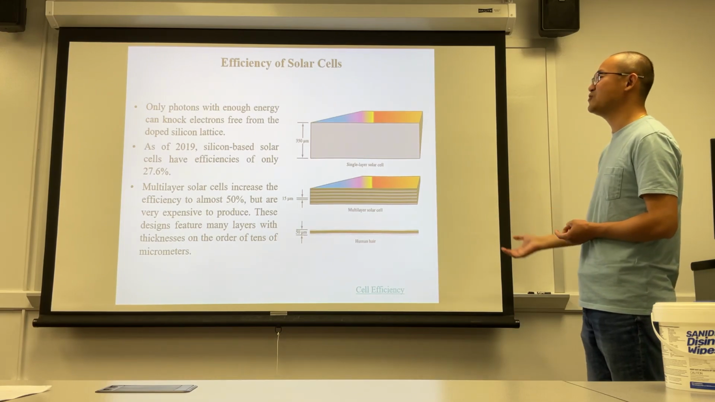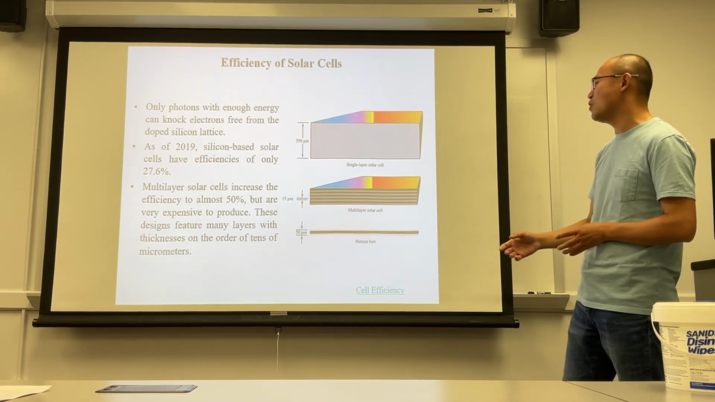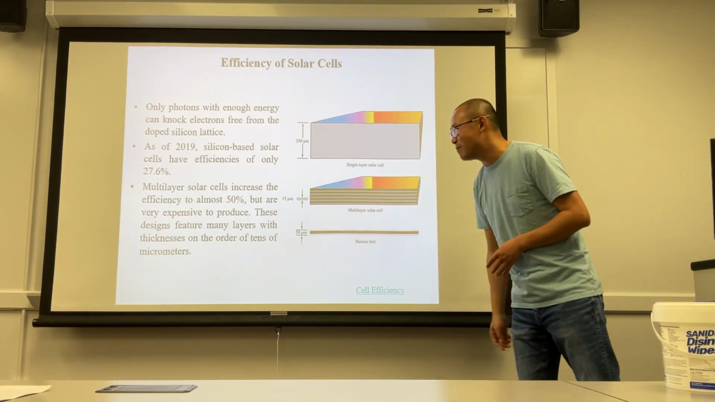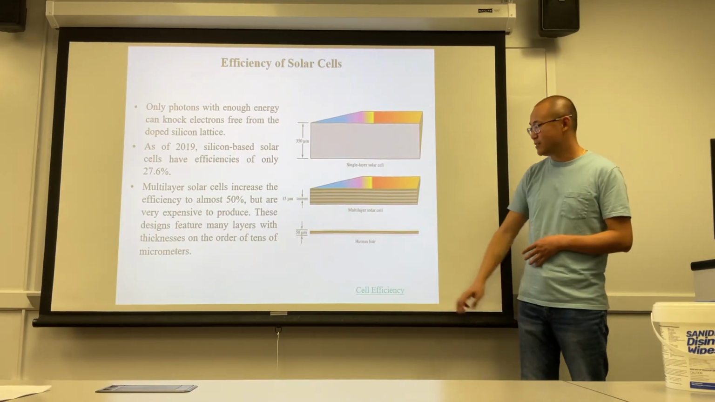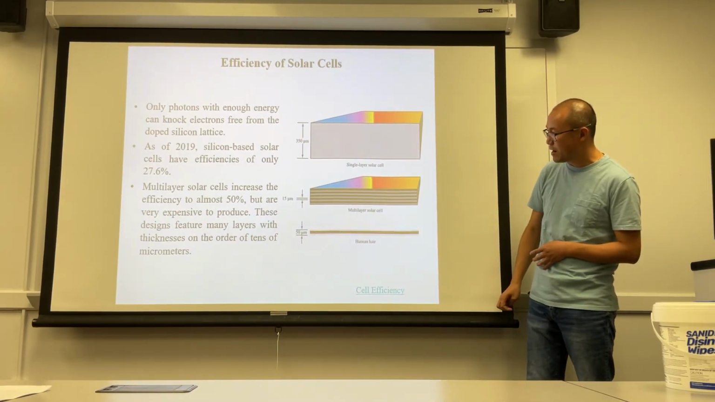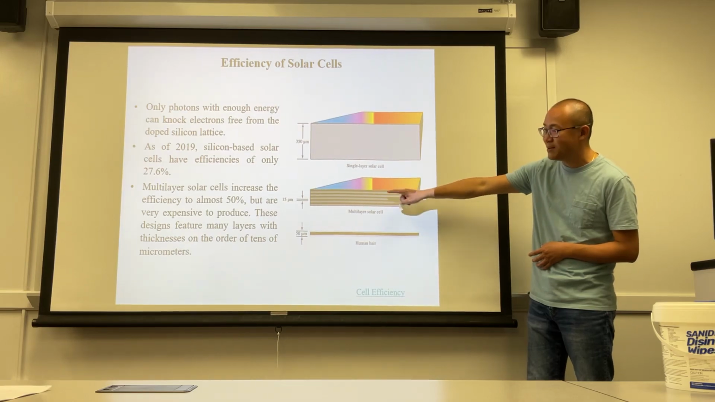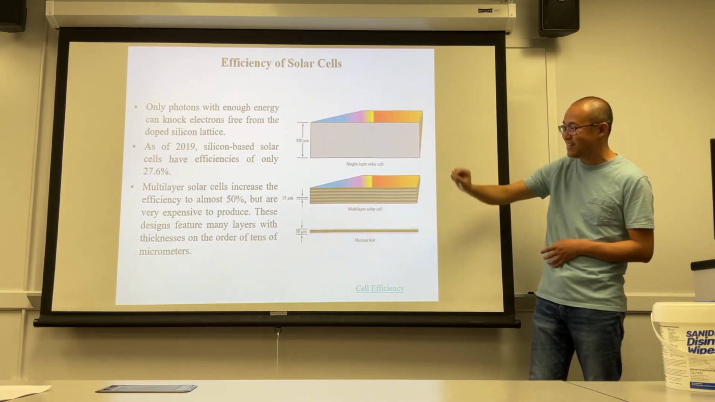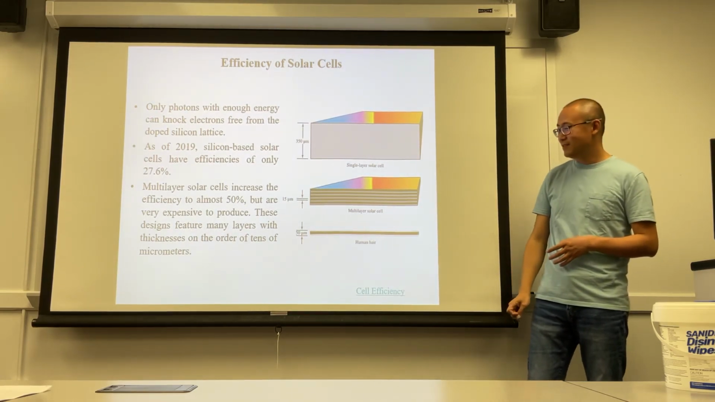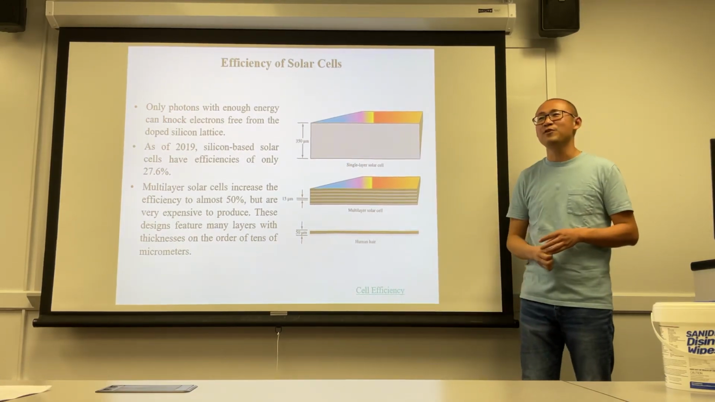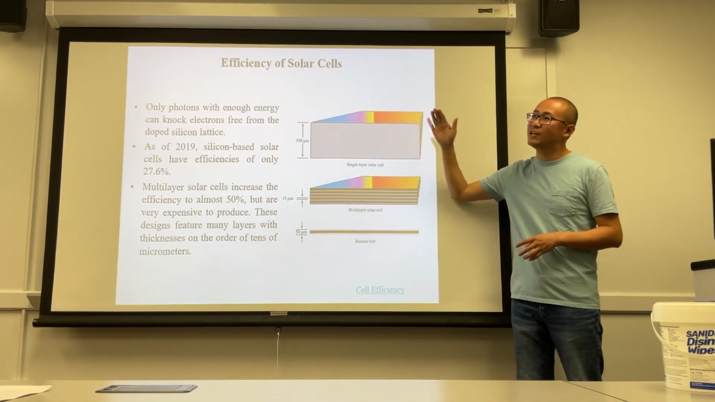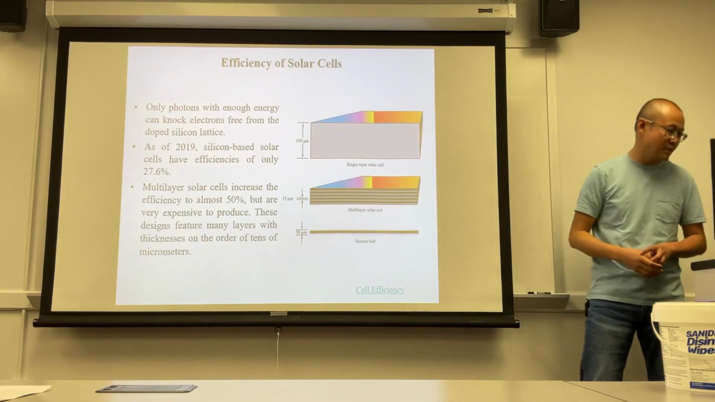These designs feature many layers with thickness on the order of 1/10 of a micrometer. Okay, this is a human hair, 50 micrometers. You can see that the layer is how many? 15 micrometers. That means less than the thickness of a human hair. But the multi-layer can increase the efficiency to almost 50%.